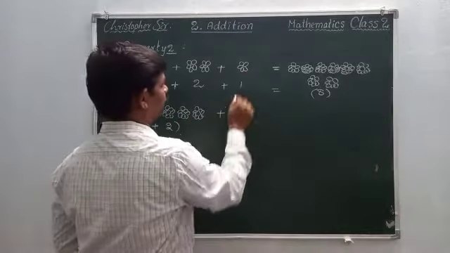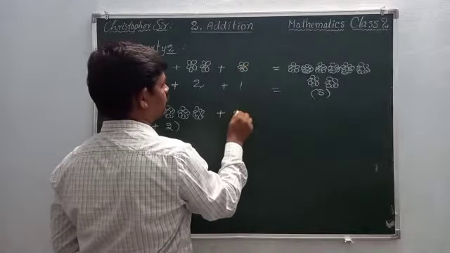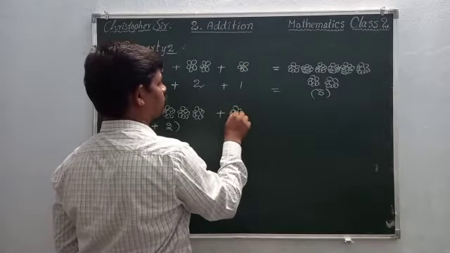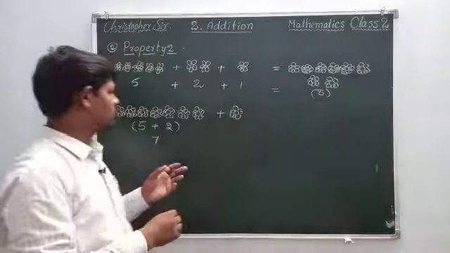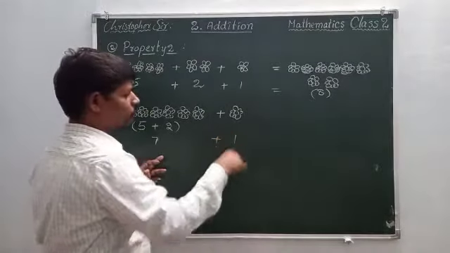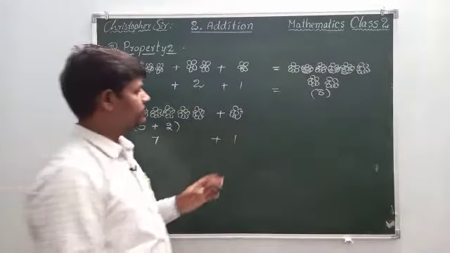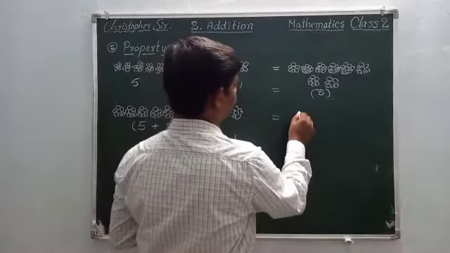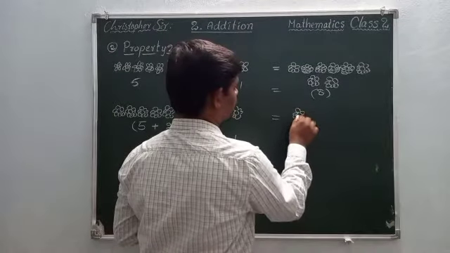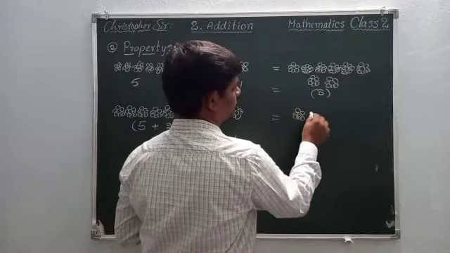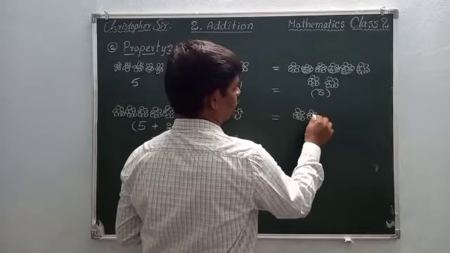Plus one more flower is there. So you can add afterwards. So 7 plus 1. 7 plus 1 is equal to, again we got 8.